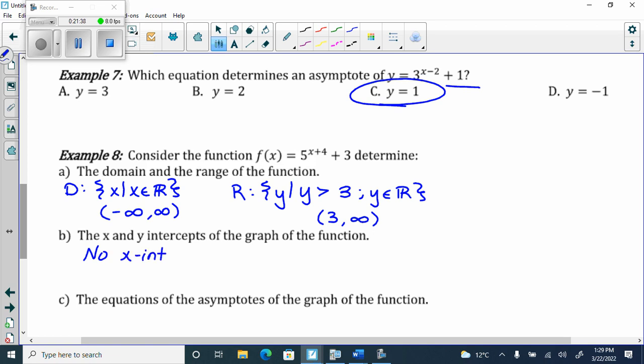Y-intercept people are still using their calculators for, but to be honest, it's just easier to do algebraically, and there's less mistakes. So if we do f of 0 equals 5 to the 0 plus 4 plus 3, what do we get? What's 5 to the power of 4 plus 3? 628. Yeah.